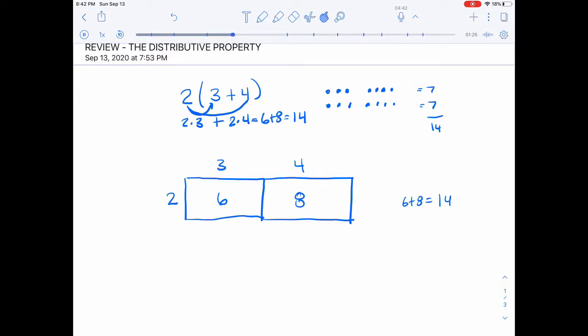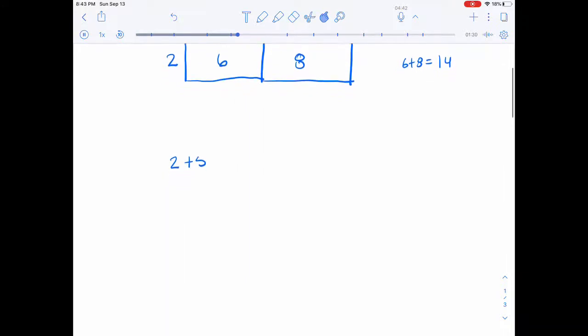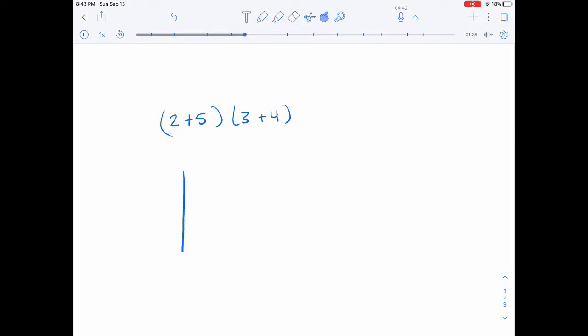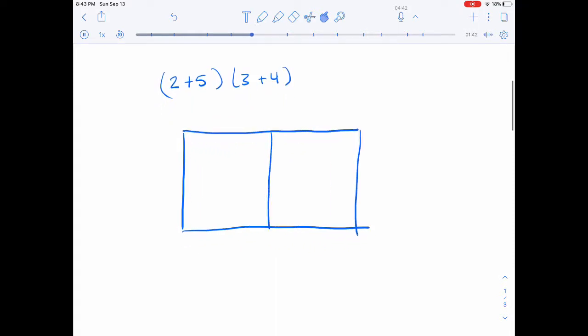Let's try another example. What if I have 2 plus 5 multiplied by 3 plus 4? Well, I like the approach of using my boxes. So I'm going to place my 2 plus my 5 right there along the vertical side, and my 3 plus my 4 along the horizontal.